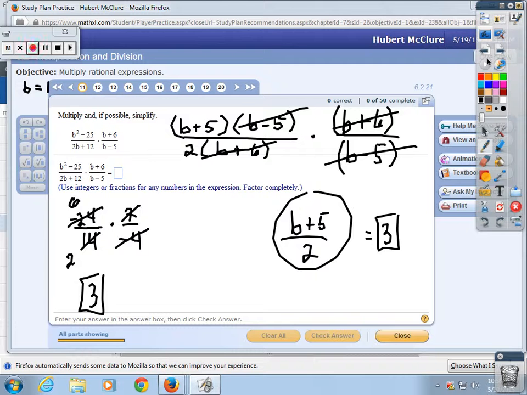Where? You can't, this does not go into this. This is 1/2 times b plus 5. That's what that is right there. Those are the same thing. So technically, that 1/2 is distributed. It would be b over 2 plus 5 over 2. And once you put that 5 over 2, then you can change it to 2.5.